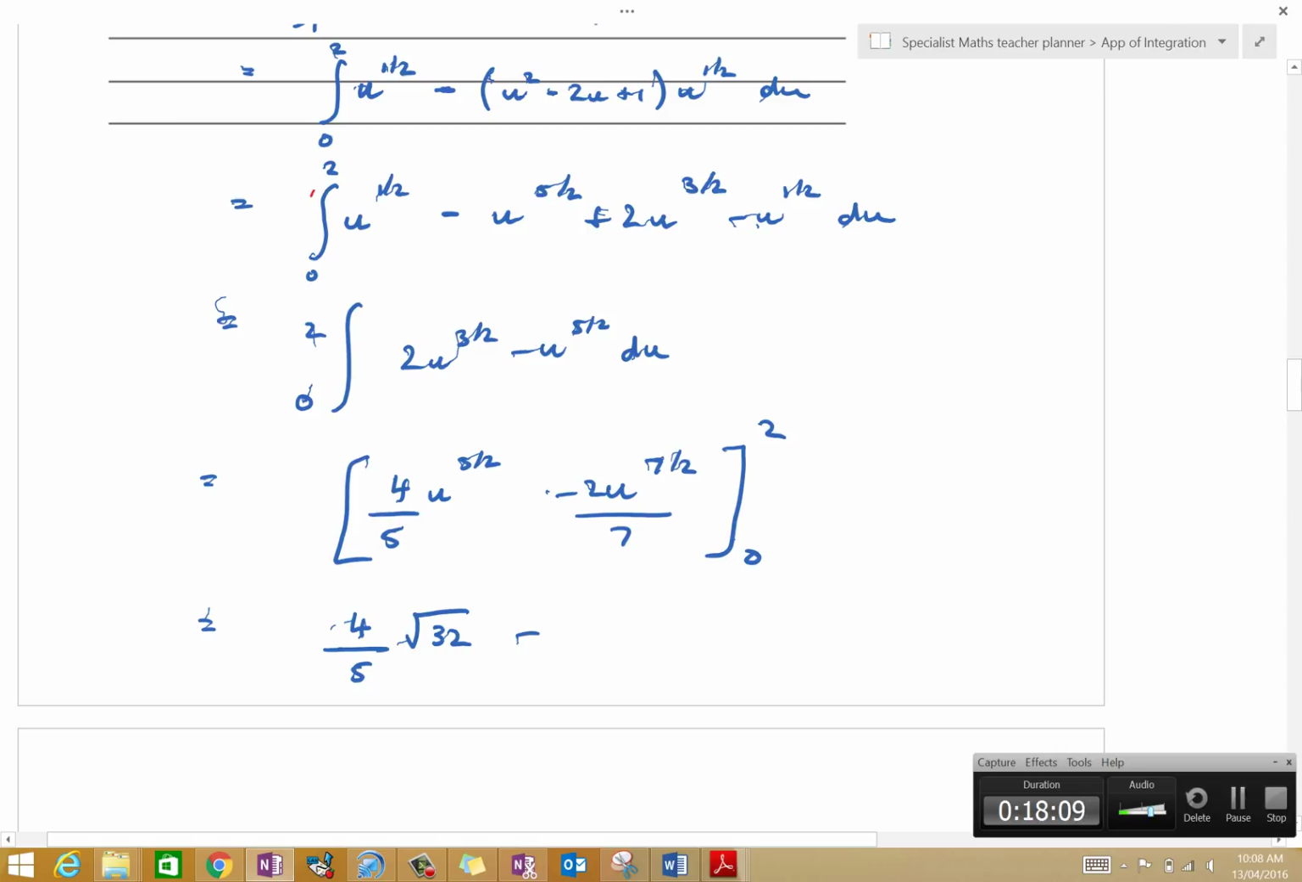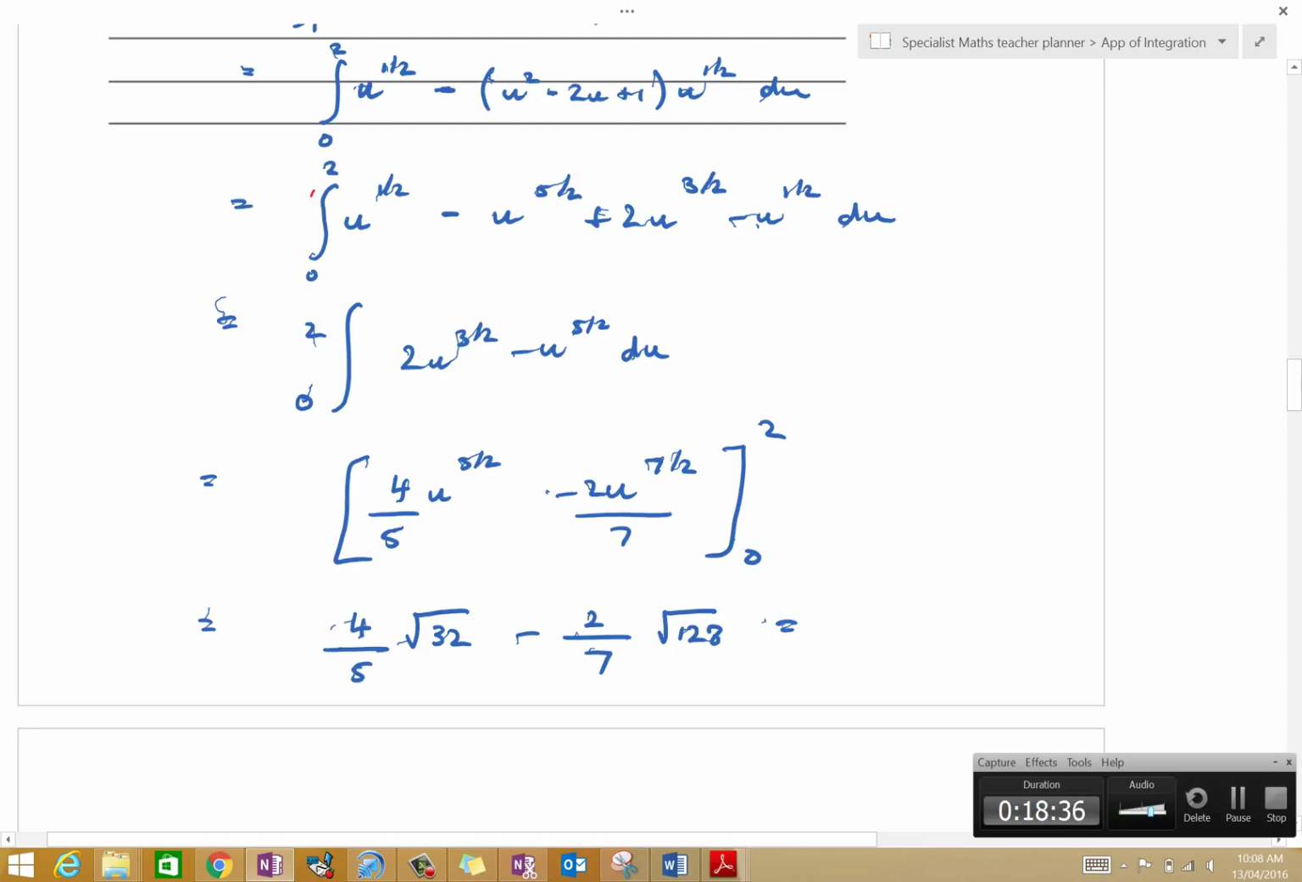Minus, well, 2 to the power of 7. 2 to the power of 6 is 64. 2 to the power of 7 is 128. You've got to do this in your head too. So that is minus 2/7 of the square root of 128. Yes? And then, of course, I'm subtracting 0. So that's what we've got.